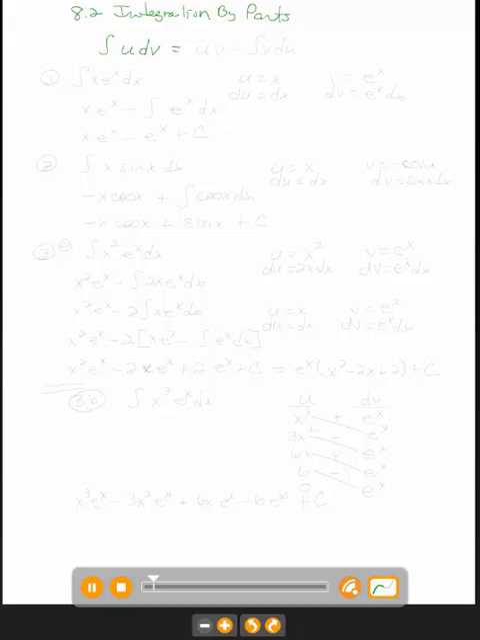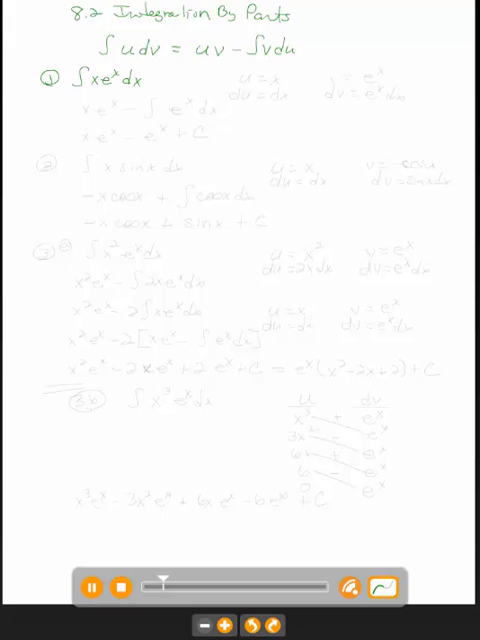The rule says, and you can read in the textbook how it was developed, that it's u times v minus the integral of v times du. And many times when you do this, the v du will integrate. So if we look at example 1, they want us to evaluate the integral of x e to the x dx.